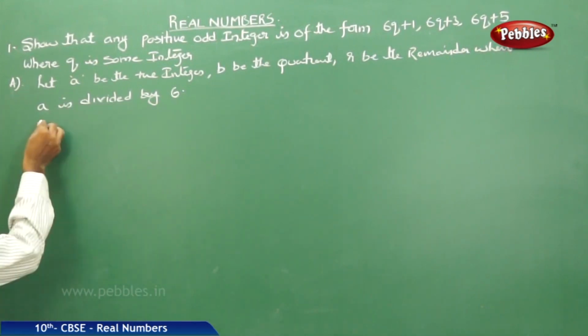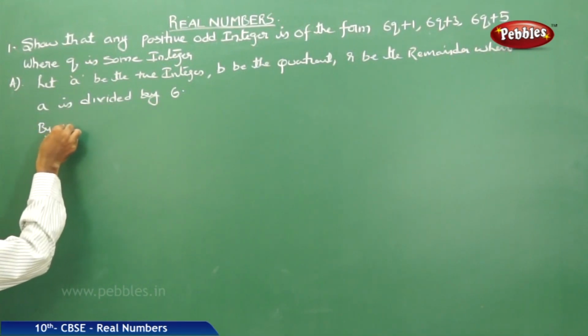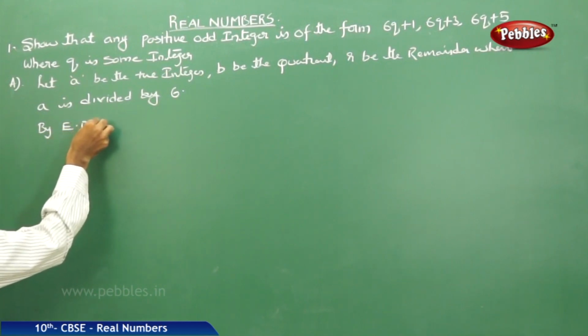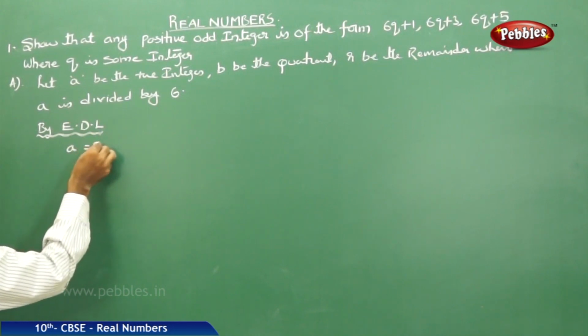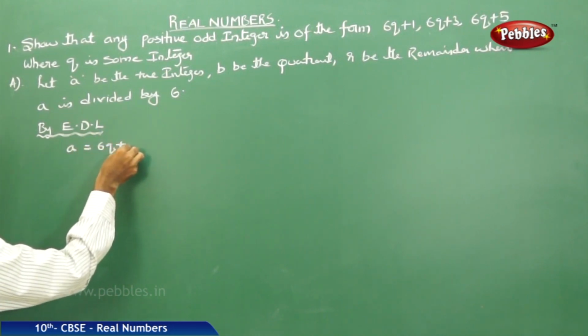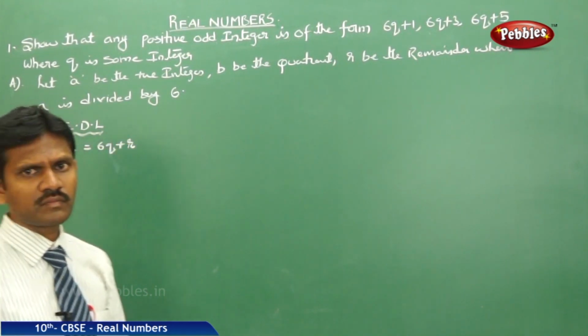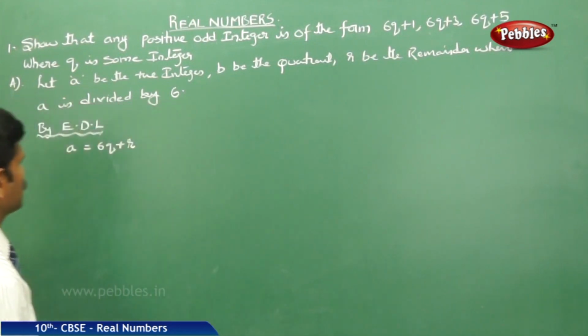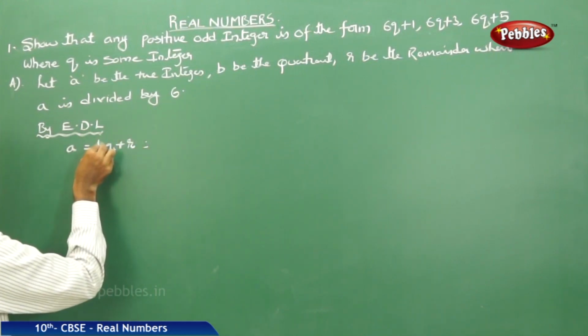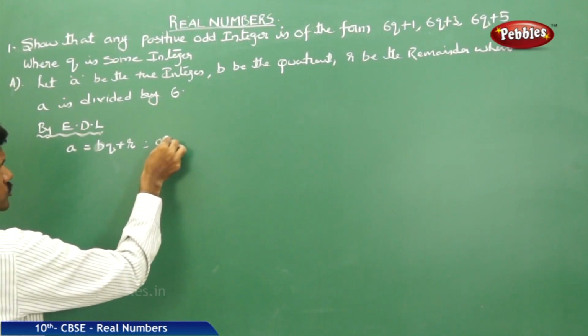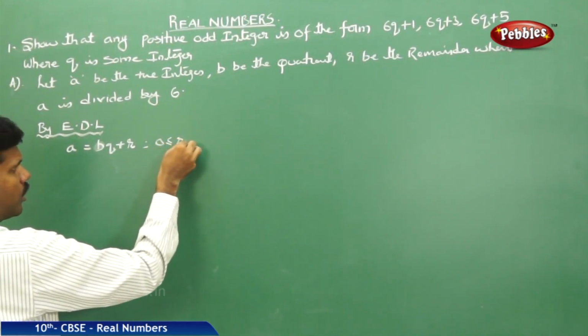Now then by EDL, that is by Euclid's division lemma, you know very well A is equal to 6q plus R. Here the condition is, first of all write the definition: A is equal to BQ plus R, where 0 less than or equal to R less than B.